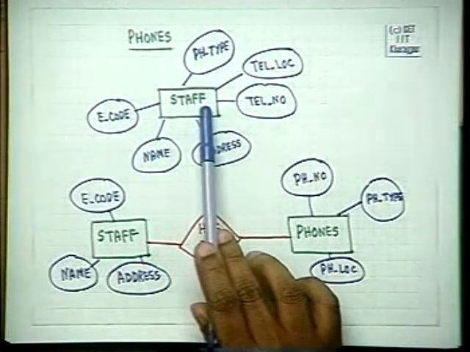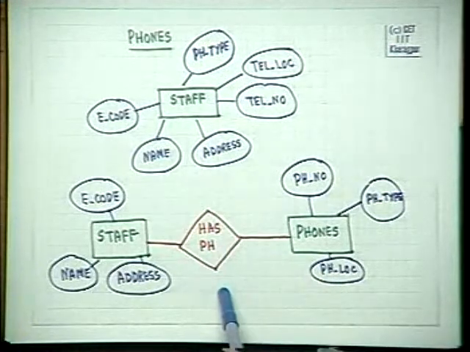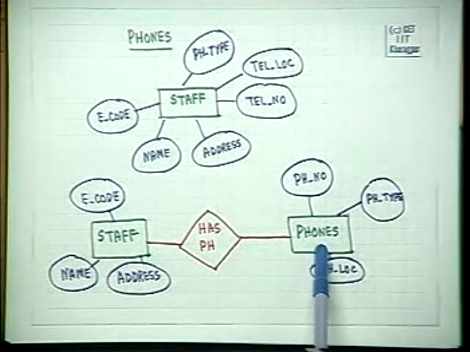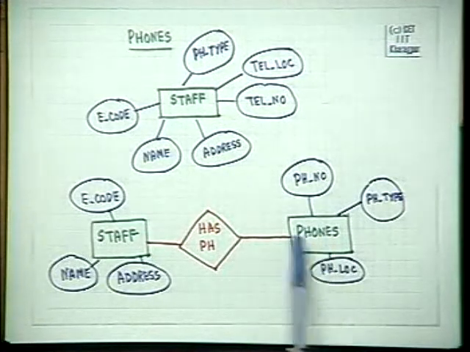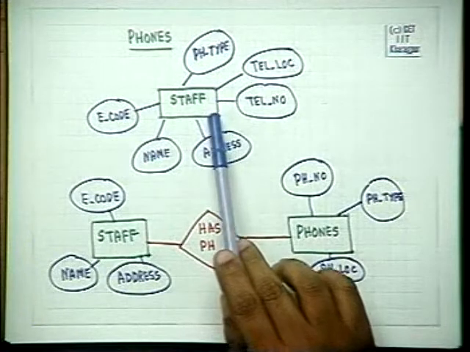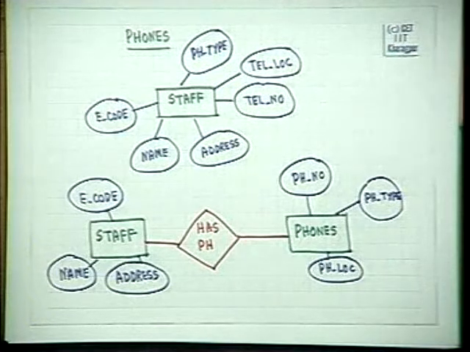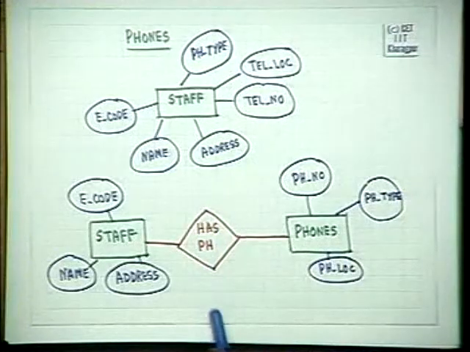So it is not this which differentiates these two. What differentiates these two is the fact that a staff member may not have a phone or a phone may not be allocated to any particular staff member. That is where this definition is different from this definition. But in the second case, if we want to know the phone number of a particular staff, we have to look through the entire list of the has-phone relationship.